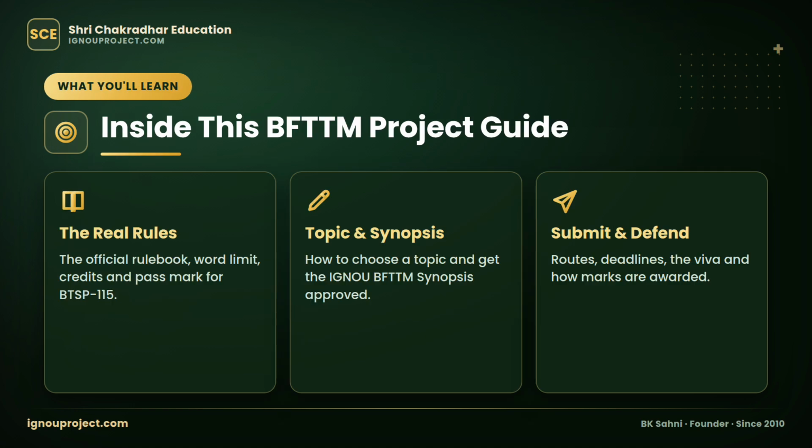So here is the plan. First, the BFTTM program exactly as IGNOU publishes it. Then BTSP-115 decoded, including why the code confuses so many students. After that, the official rulebook and its real word limit. Then topic selection with one worked example carried right through. Finally, the synopsis, the supervisor, the report structure, submission, the viva, and the questions students actually ask.